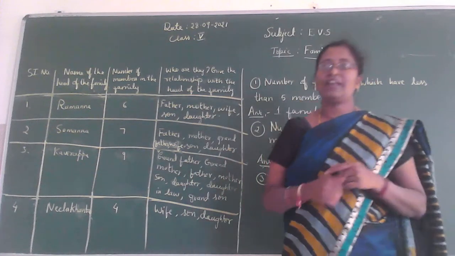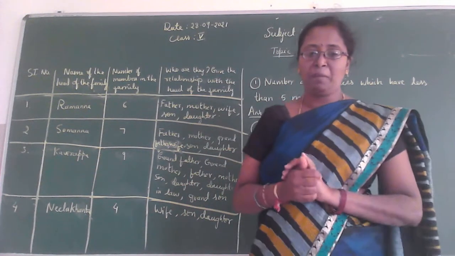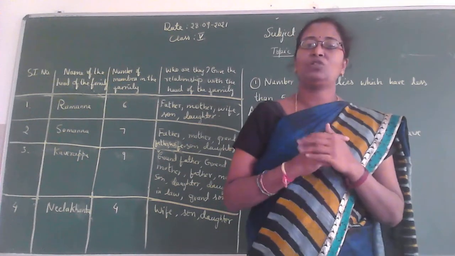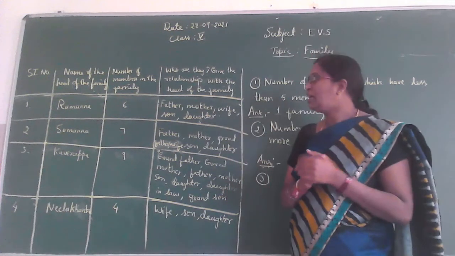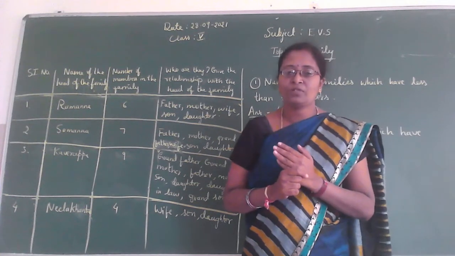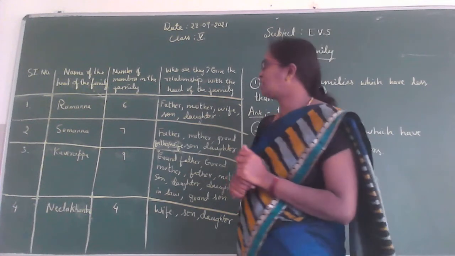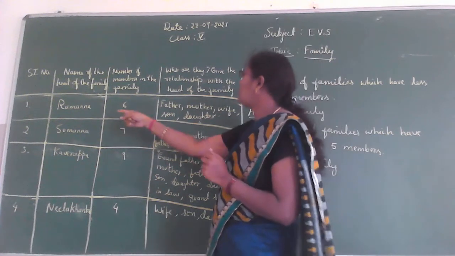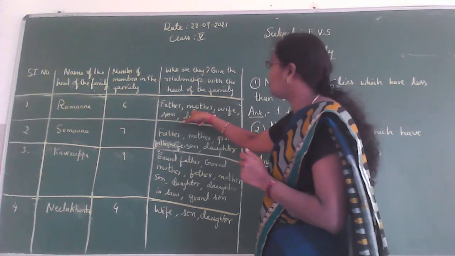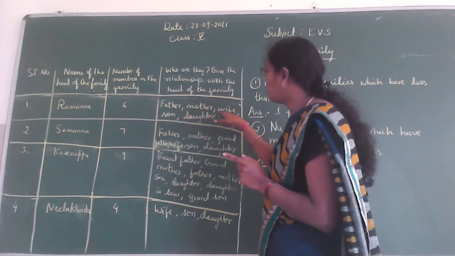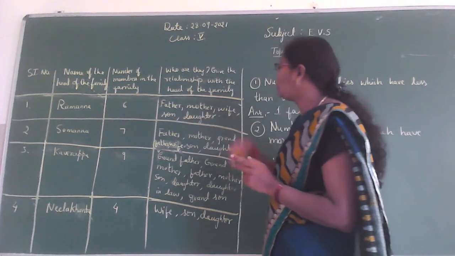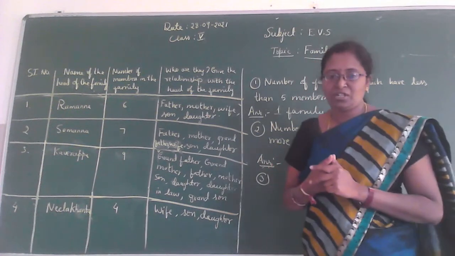Okay, children. So next is number of families which have 2 generations. So that family should have only 2 generations. Tell me children, how many families have only 2 generations? See here, Ramana and his wife. Before that, father and mother are the first generation. Then Ramana and his wife are the second generation, and son and daughter are the third generation.